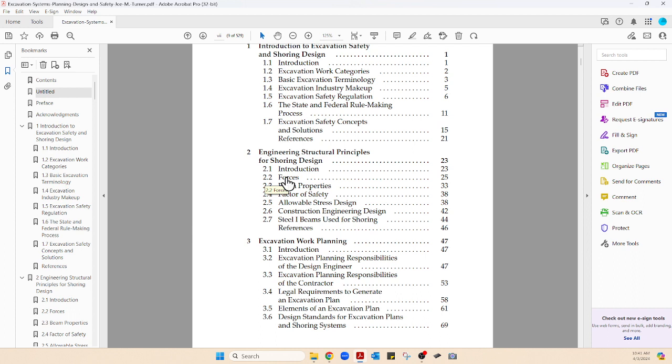So this chapter 2, engineering structural principles, we'll talk about that. I may have some notes where I was practicing free body diagrams, they're called. I want you to know what that is when we get into that chapter, and how to go about determining where the forces are going to be the most or the least.